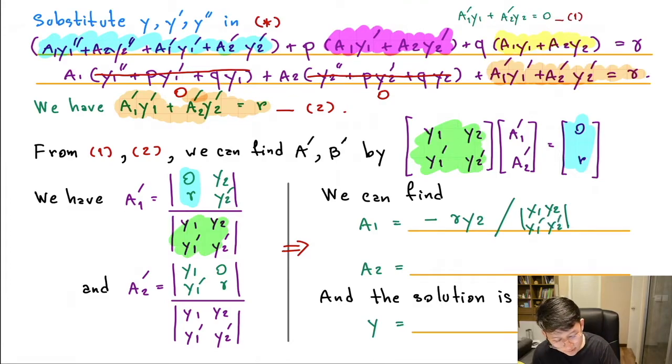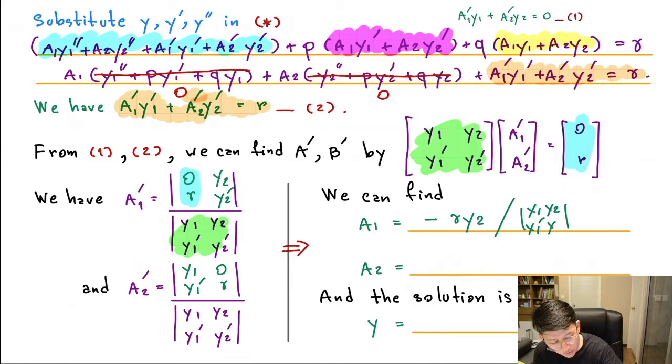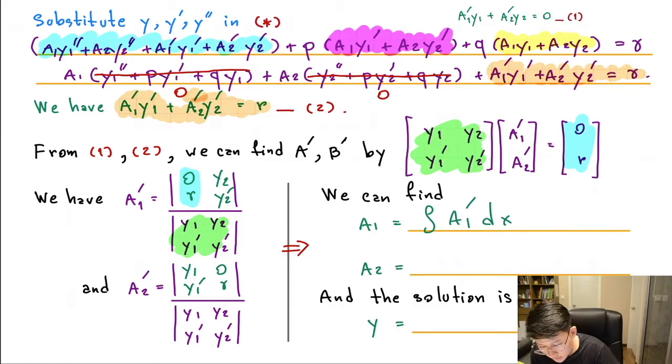And the other one we have is y1 r divided by this determinant y1 y2 y1 prime y2 prime. Oops, sorry, this is a1, my bad. You only have a1 prime, so a1 is actually the integral of a1 prime dx plus c1, and this is the integral of a2 prime dx plus c2.